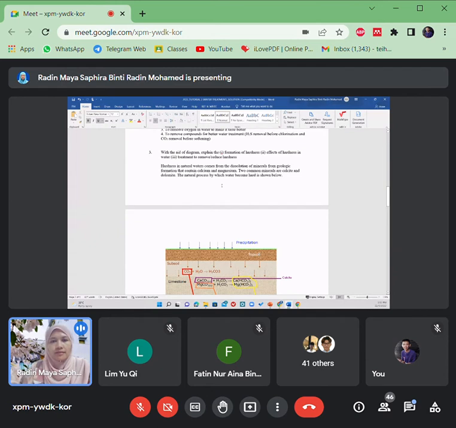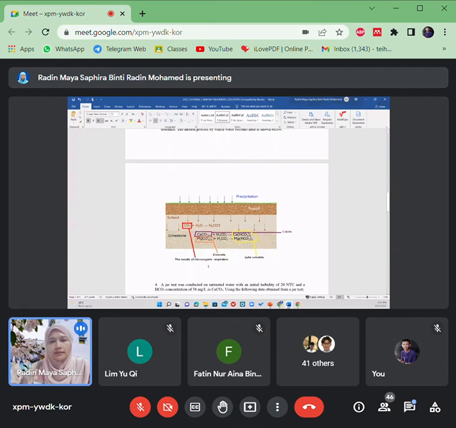So basically, the hardness formation is like this, to summarize. Precipitation is like rain falling, the rainfall, this is the topsoil and also the subsoil. Okay, basically in the soil we have the subsoil and limestone.